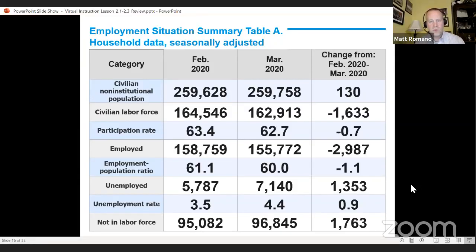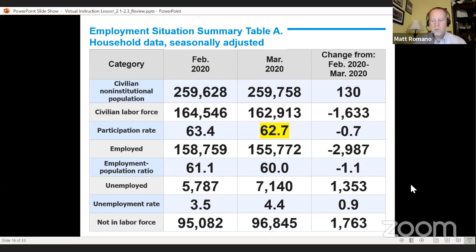The civilian labor force is next. That's your 162 million. These numbers are in thousands. 162 million people, which is, like I said, about half of our total population. So the next row, participation rate, that's the number we want to be able to calculate, labor force participation rate. So 62.7 is the current labor force participation rate.